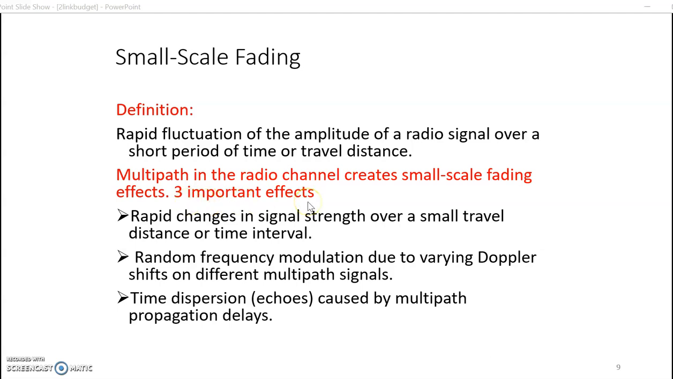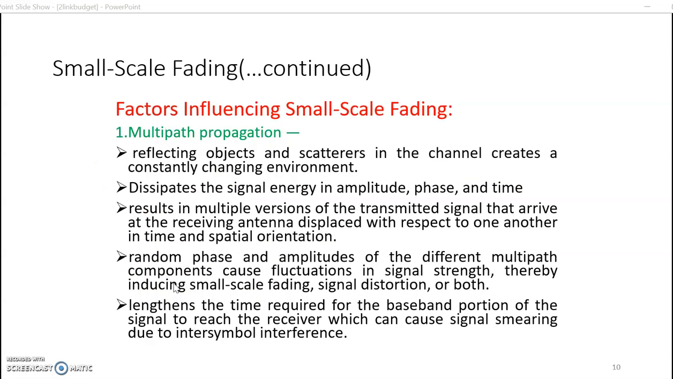There are three important effects of this small scale fading. What is the impact? The signal strength is going to change. Then frequency modulation is occurring due to the varying Doppler shift on different multipath signals. Then because of the multipath propagation delays, some echoes will be generated. So these are the three important effects. Signal strength is changing, frequency is changing, and time is different for each and every received signal. So echo occurs.